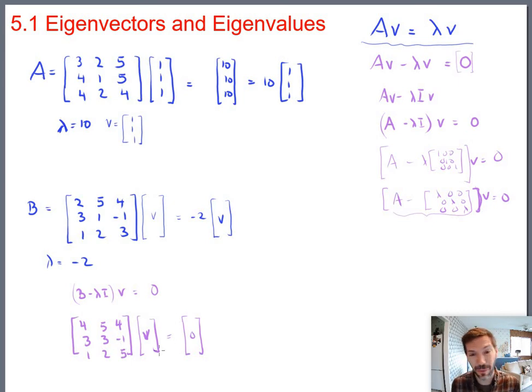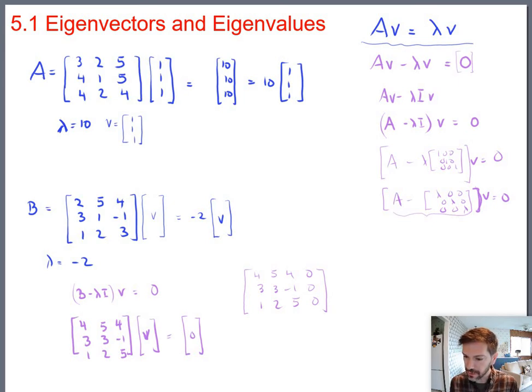So this is still a little bit of work, but this is very solvable, right? We know how to do this sort of thing. We can just row reduce a 3 by 4 matrix. So we've got 4, 5, 4, 0, 3, 3, negative 1, 0, and 1, 2, 5, 0. And as soon as we solve that, we will have the eigenvector that goes with this particular eigenvalue of negative 2. So let's figure that out.